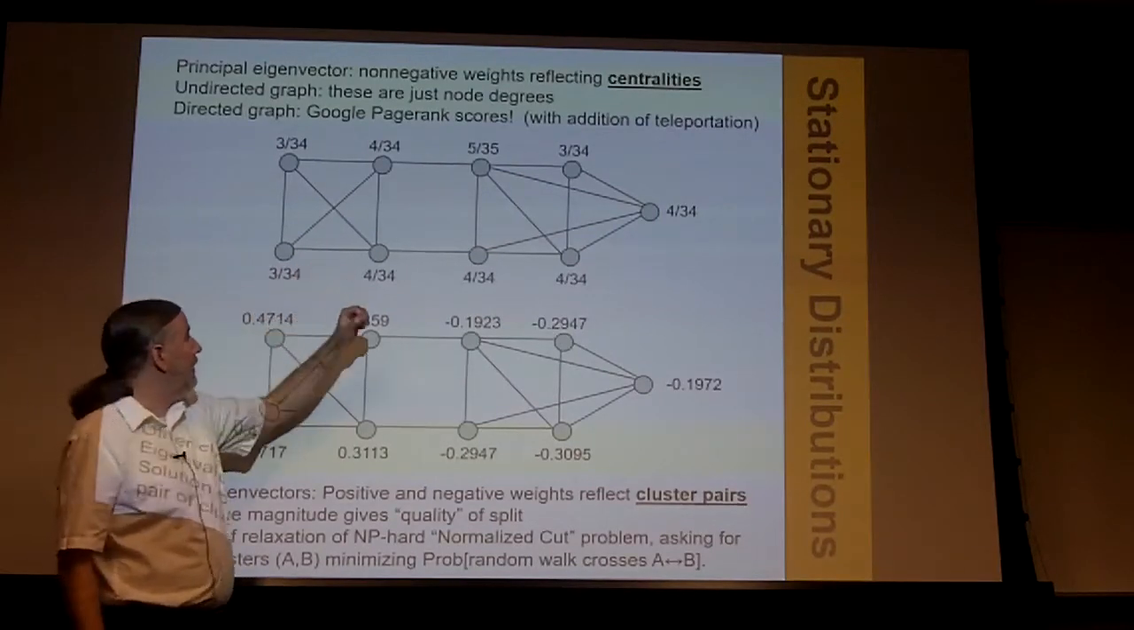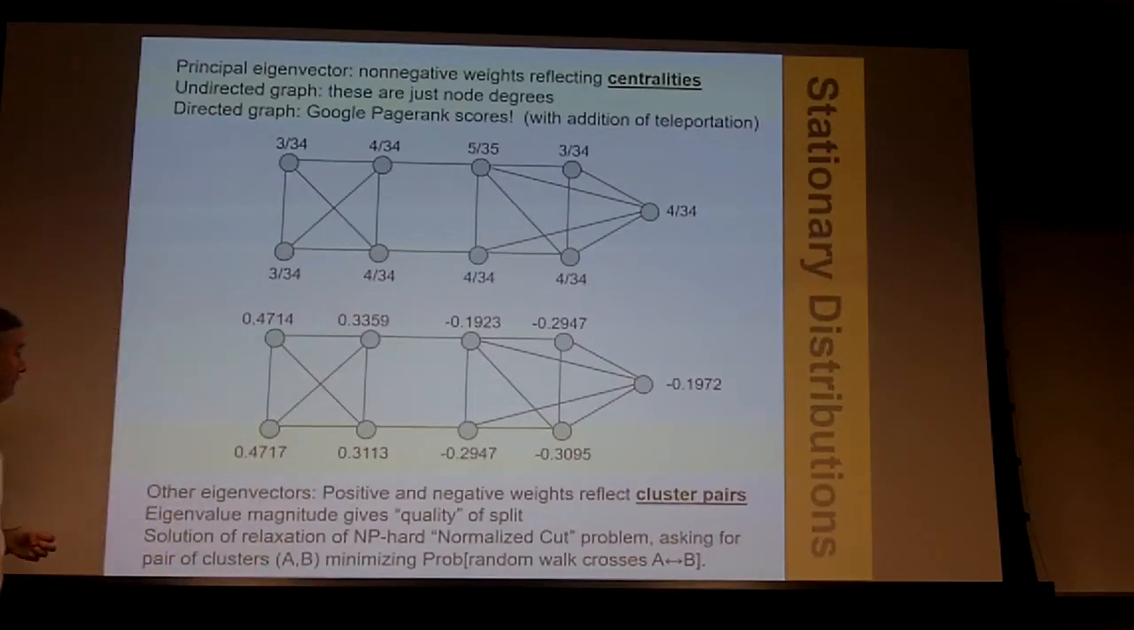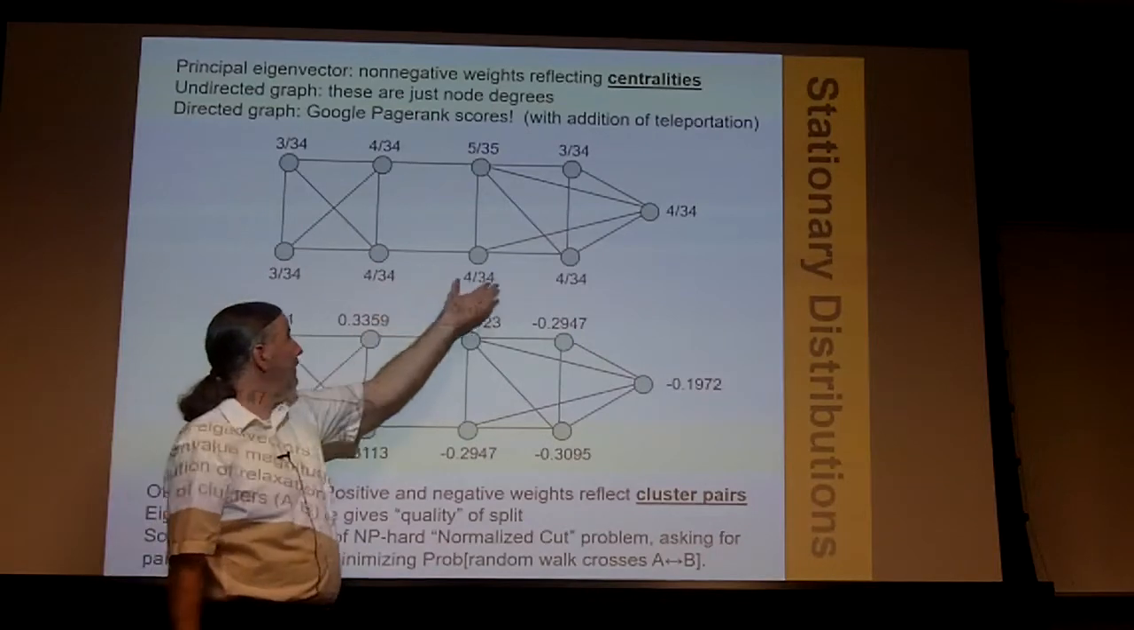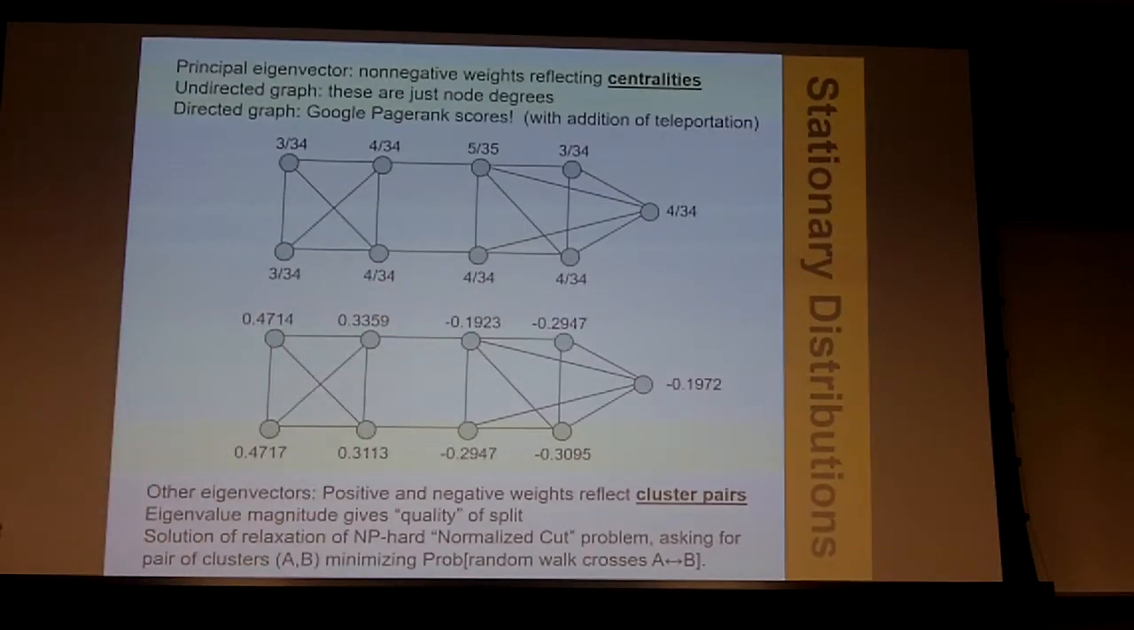Like I mentioned, in an undirected graph, this weight is just proportional to the degree of the node. And so it has a very simple interpretation in terms of centrality. So the more neighbors you have, the more important you are, the more central you are. But if it's a directed network, there's also a good interpretation. And in fact, that's the interpretation that Google uses with its PageRank algorithm.